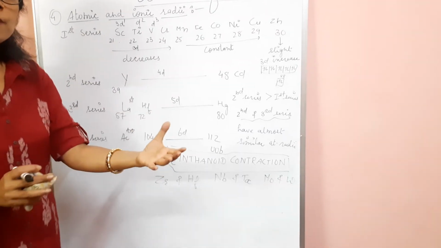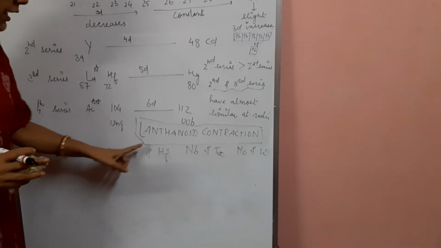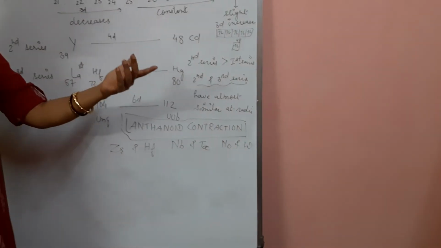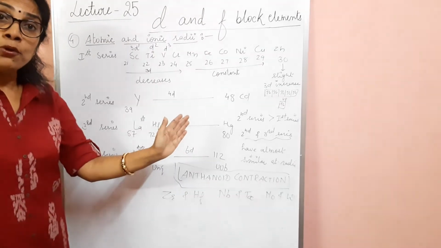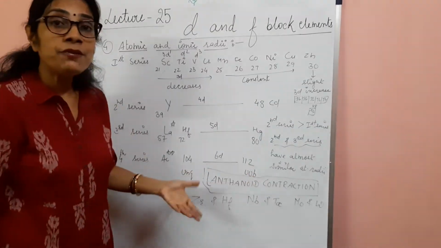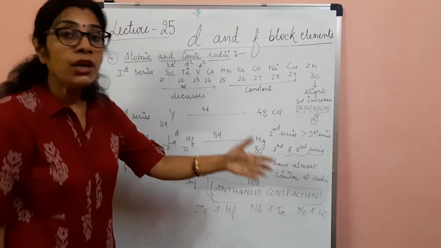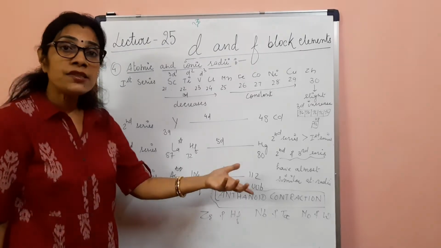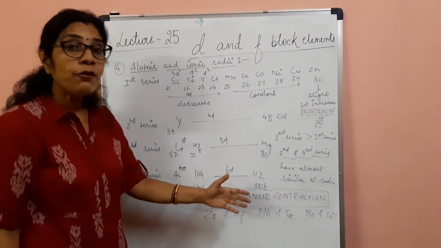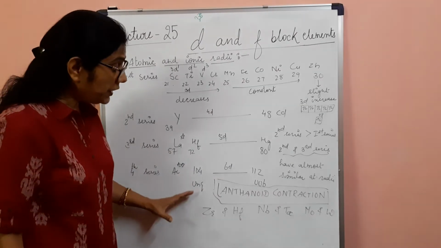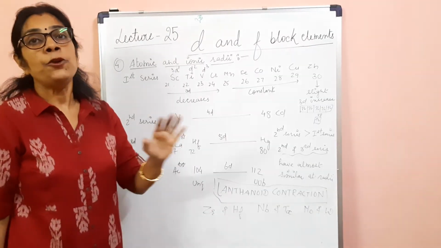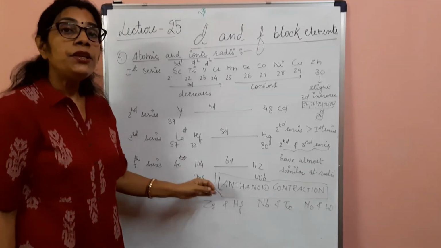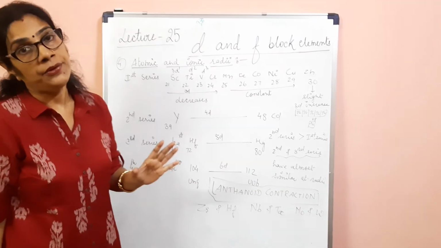So when a question comes, explain why zirconium and hafnium have similar atomic radii. How come niobium and tantalum, although they are not of the same group and period, still have the same atomic radii? And similarly molybdenum and tungsten. One is second transition series, the other one is third transition series, and still they have almost similar atomic radii. So the reason behind it is lanthanoid contraction. You need to write this term very importantly. It is due to lanthanoid contraction.